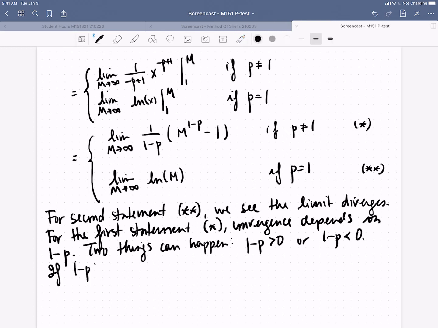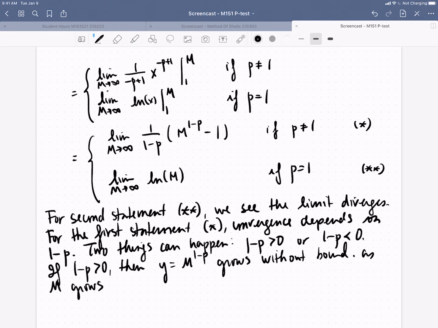If 1 minus p is positive, then y equals m to the 1 minus p grows without bound as m grows. So the improper integral in that case diverges.